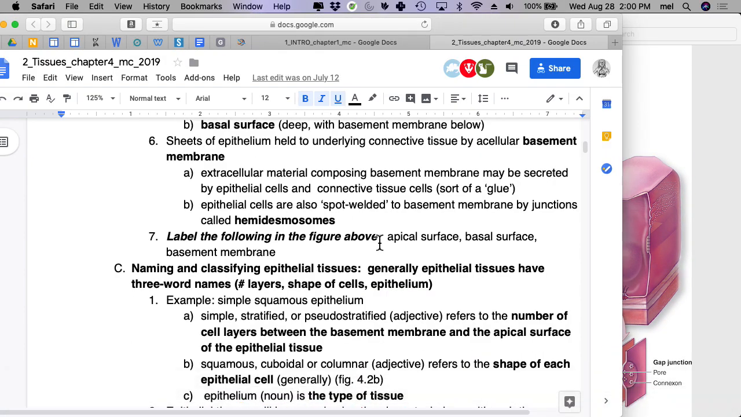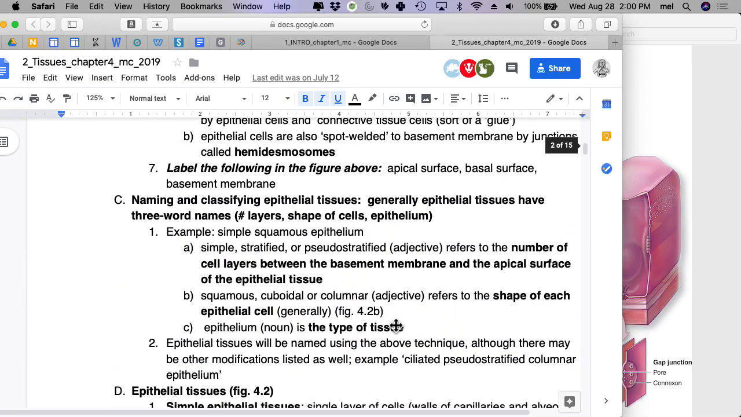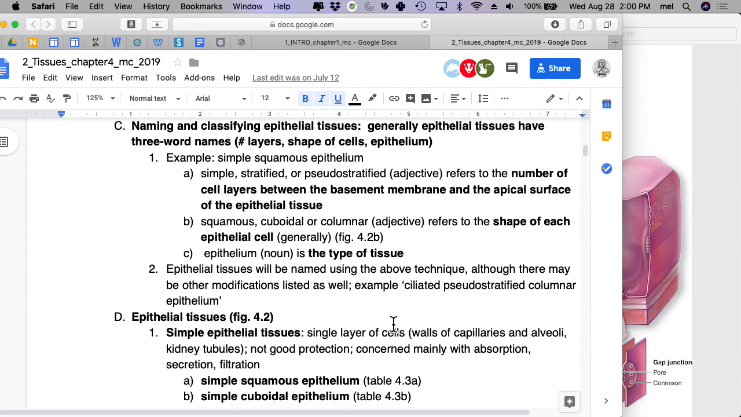All right. So you should be able to now, you don't have to do it at this moment, but isn't it easy for you at this point to label apical surface, basal surface, basement membrane, and even though I didn't ask you to, you could probably tell me what kind of tissue that is. Yeah? All right. So cool. Now what we are going to do is get into the specific tissues, right, which is what you guys did in lab.